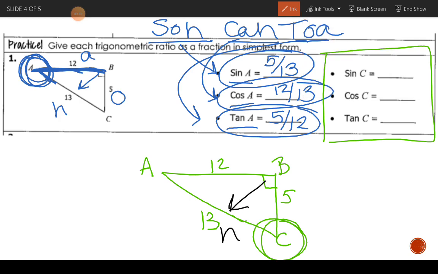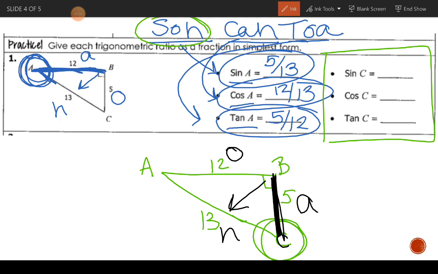13 is still the hypotenuse. Again, the hypotenuse is the hypotenuse in a right triangle. That does not change. However, what changes is the opposite and adjacent. So this 5 is connecting with the C. So this is going to be my adjacent. And the 12 does not touch the C, the angle C. So it's going to be opposite. Okay.